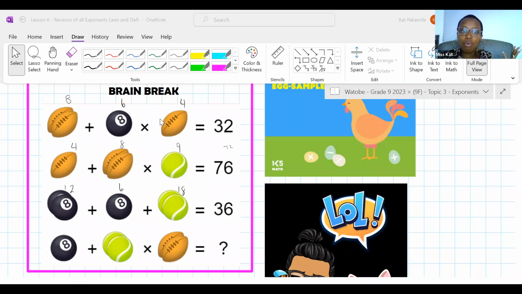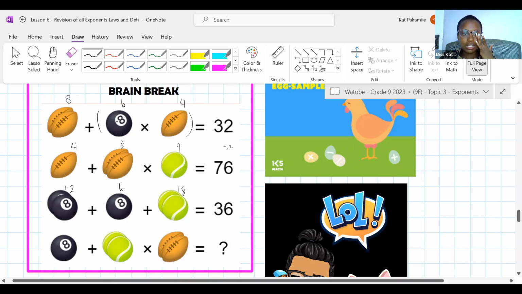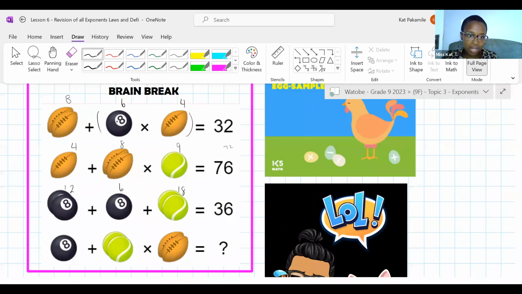So if one rugby ball was 4, then 2 of them is 8. You see that? If you minus 8 from 32, you get 24. So whatever you multiply here has to give you 24. As Nils just so nicely said, we are supposed to use BODMAS. So if you say 6 times 4, that will give you 24. If you add 8, 32. That's correct. So now we know the value of the rugby balls and the pool ball. Then we substitute and so on and so forth.